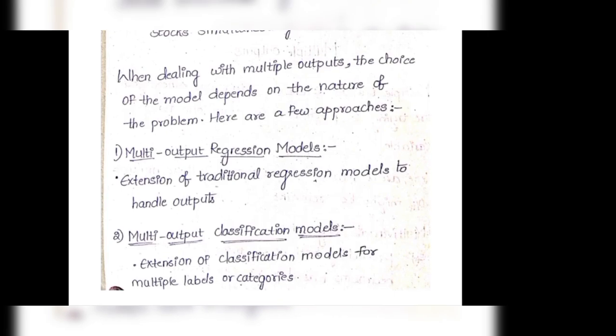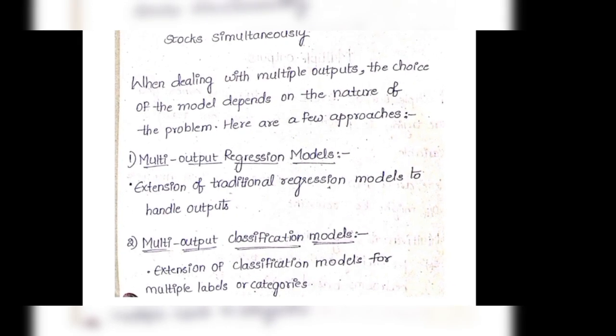The first one is multi-output regression models. What will this be doing? It is an extension of traditional regression models to handle multiple outputs. The next one is multi-output classification models. In this, what we are doing is extending classification models for multiple labels or categories.